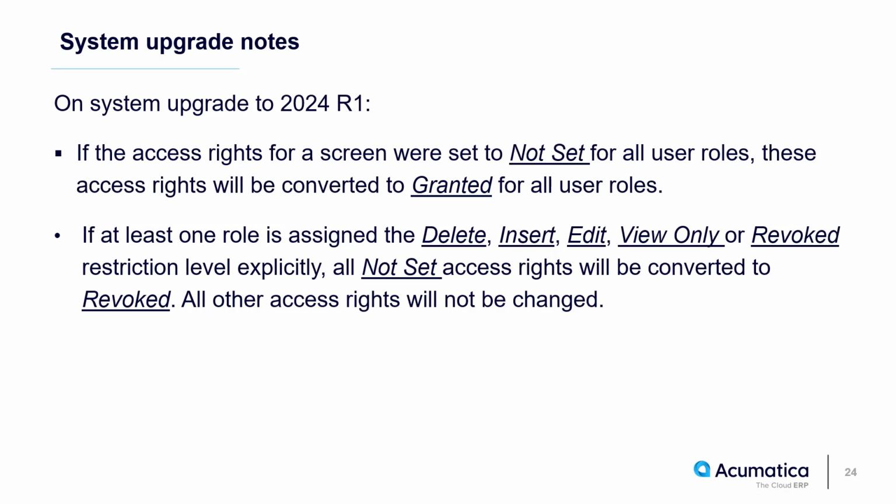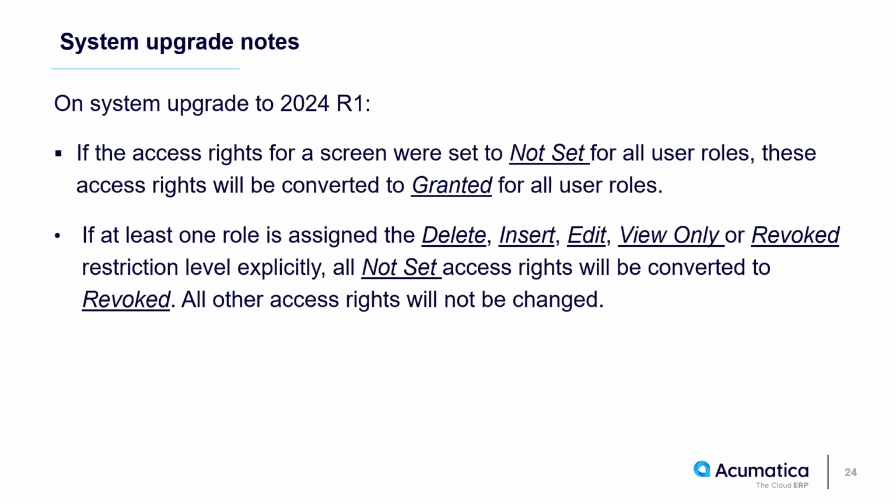When you upgrade an existing Acumatica instance from an older version to 24R1, what will happen to the forms that previously had not set access rights? If those forms had not set access rights for all user roles, these access rights will be converted to granted for all user roles. So the existing system behavior will be preserved.